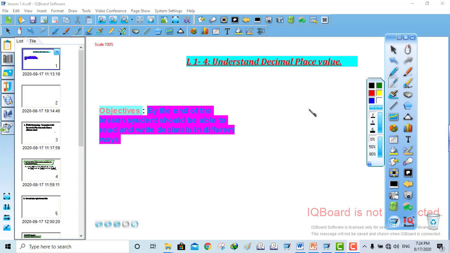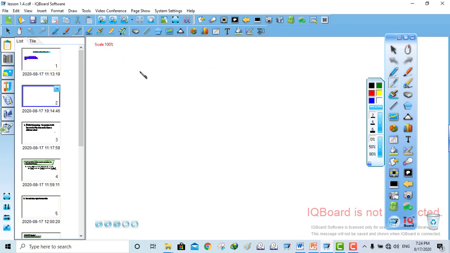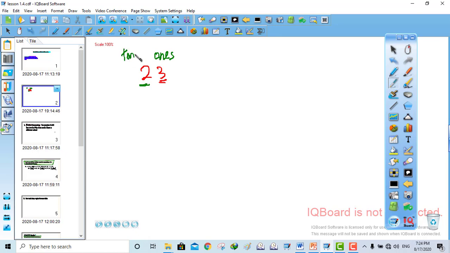Our objectives for today: by the end of the lesson, students should be able to read and write decimals in different ways. So, in the beginning, let's start with any number to write, like 23. We should know about the places of the numbers. First of all, 3, in which place? Yes, exactly, it's in ones place. And the 2, in which place? Yes, it's tens place.